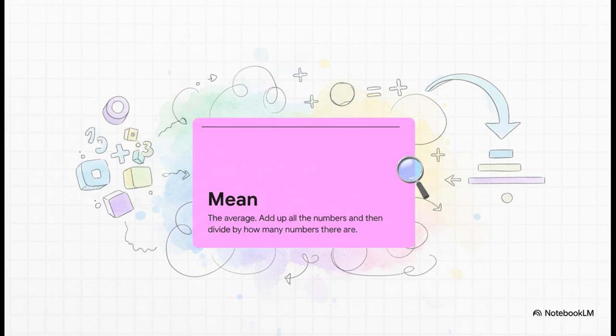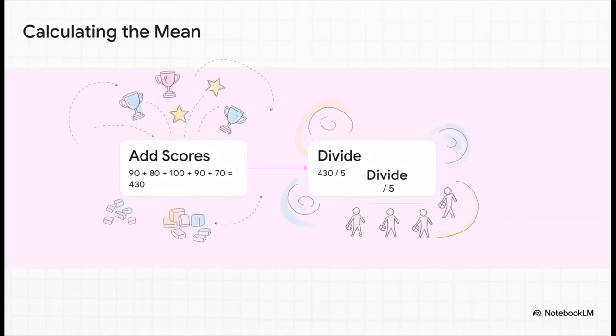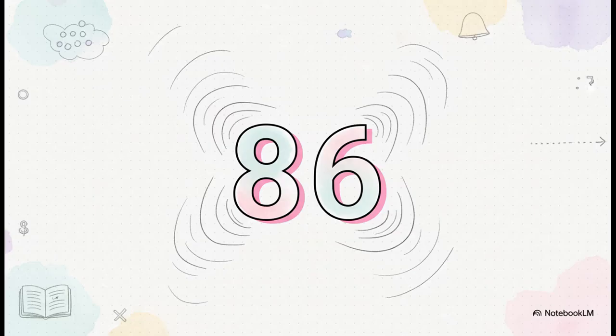That's it. Okay, let's do this with our player scores. First, we add them all up. We've got 90 plus 80 plus 100 plus another 90 plus 70, which gives us a nice round 430. Now, we had 5 players, right? So we just take that 430 and divide it by 5. And voila, the mean score is 86. So if someone asked, hey, how did the players do overall? You could say the average score was an 86. It gives you a really solid, balanced picture of how the whole group performed.